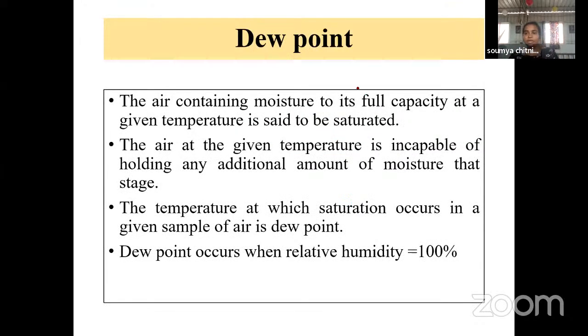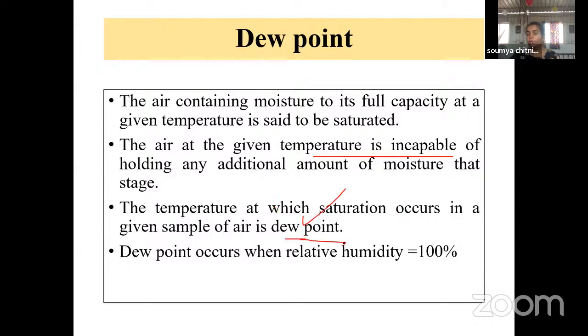And after relative humidity comes the dew point, which is very important. So what happens, we now know saturation means when the entire atmosphere is filled, or when there is no space available for water molecules to be present in the atmosphere, and the atmosphere cannot take any more water vapor. When such a condition is there, at that particular temperature we call it the dew point. Okay, so the air at a given temperature is incapable of holding any additional amount of moisture at that particular stage, and that we call the dew point.